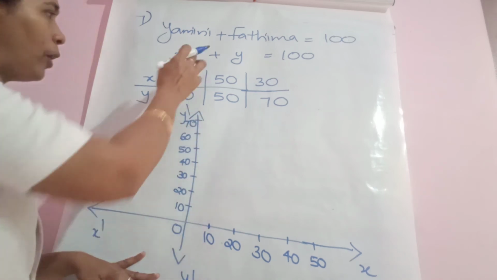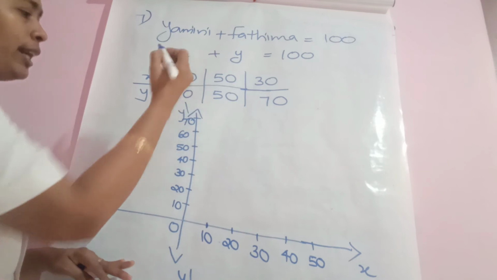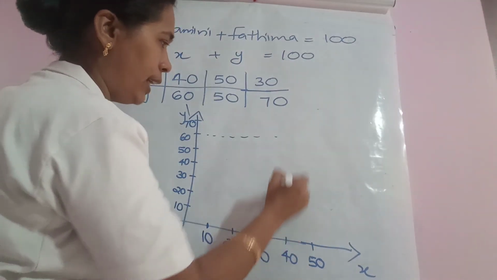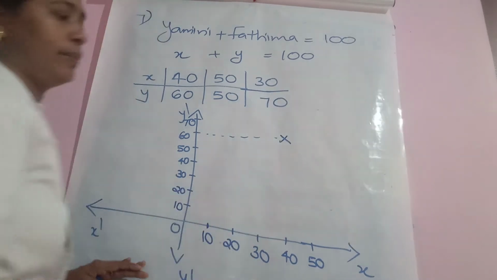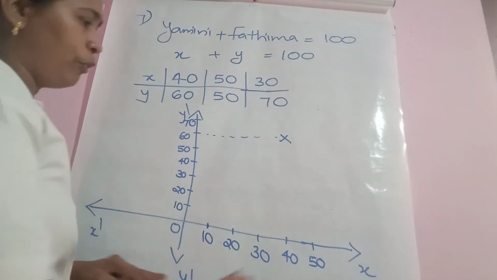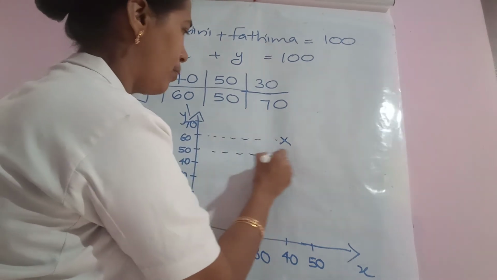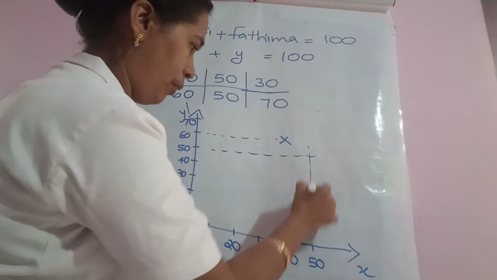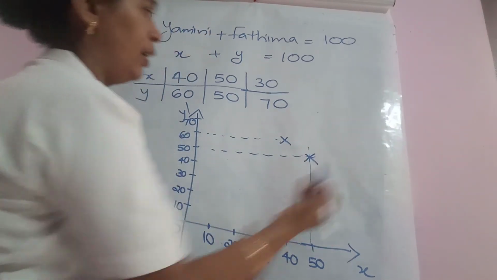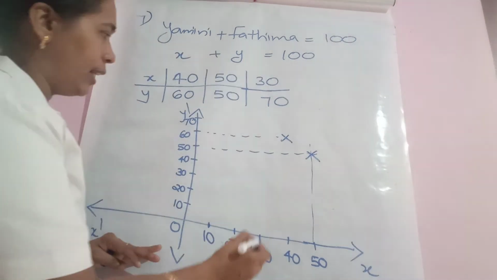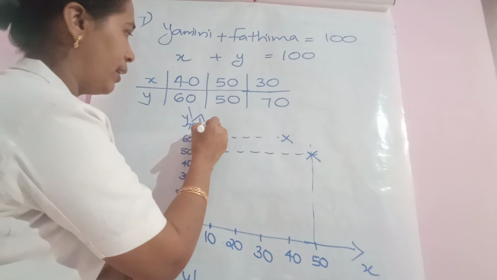Now, mark the points. First point, x 40, y 60. y 60 is this line. x 40 is a little bit here. So we can mark. Next one, 50, 50. Both are 50s. Here comes 50 and here comes 50. That is this point. Next one more we have, that is 30, 70. 30, 70 is a little bit here.